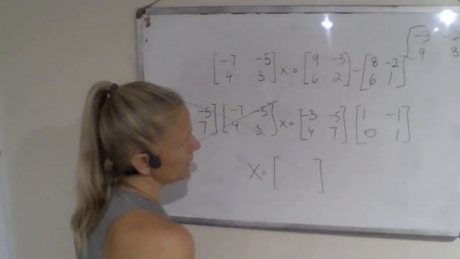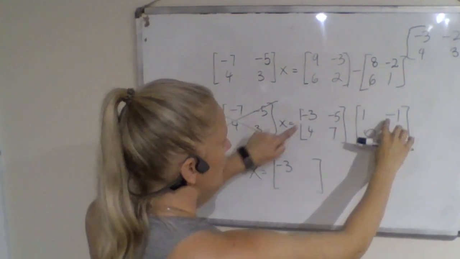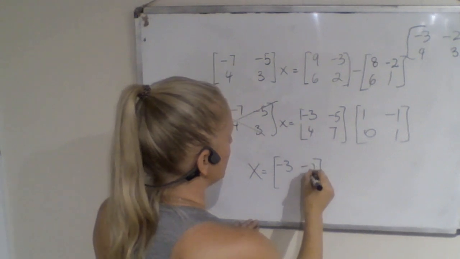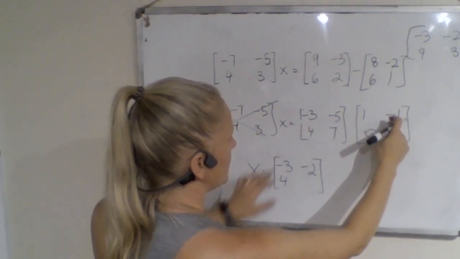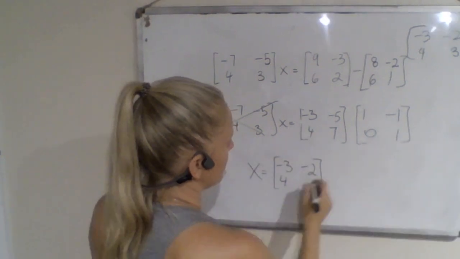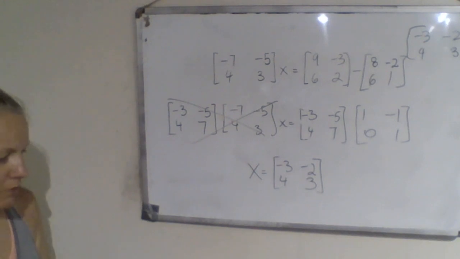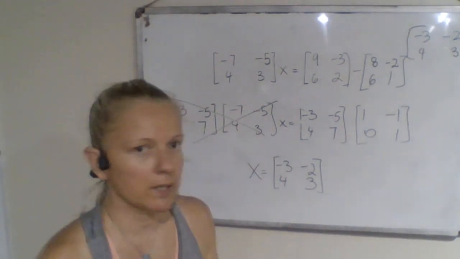Let's see if I get the right answers. Negative 3 plus 0, negative 3. Positive 3 plus negative 5, negative 2. 4 plus 0, 4. Negative 4 plus 7, 3. It's the exact same answer. So this is how this problem would have been worked. Okay? I wanted to work this just to make sure that you know how this works.